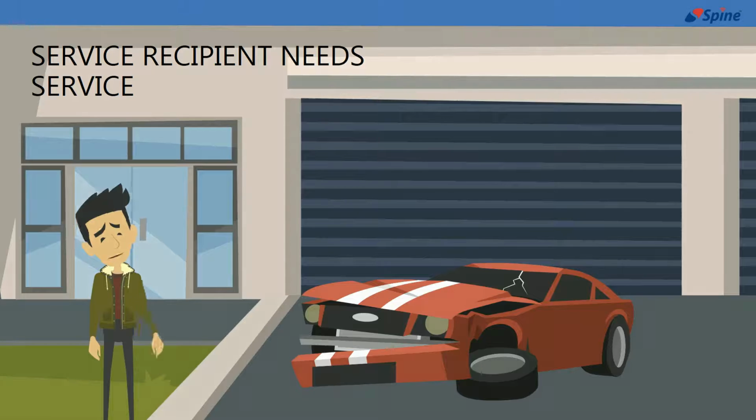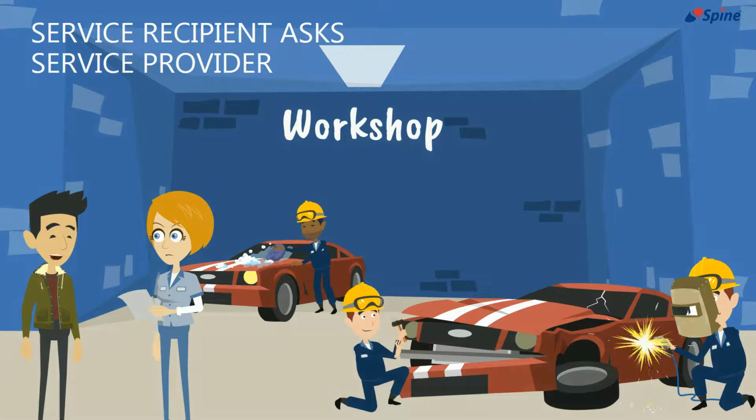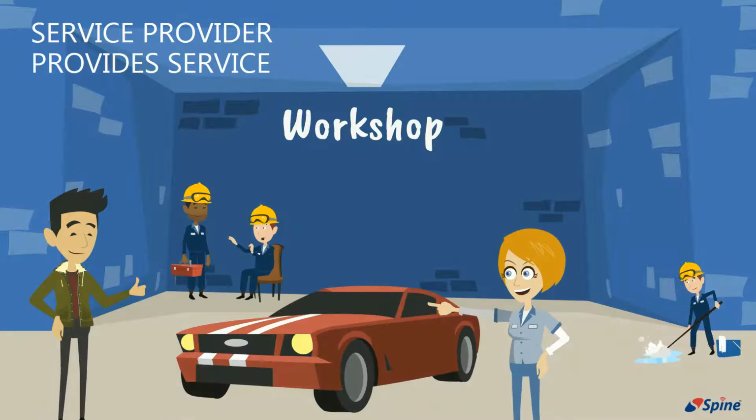Now, let's consider the second type of transaction, which is for services. If Kohli's car breaks down, he needs to get it serviced. So, he goes to the workshop. The workshop is the service provider and Kohli is the service recipient. Once the repair is complete, Kohli gets the serviced car. We will consider this system for understanding pricing in the later part of this video.